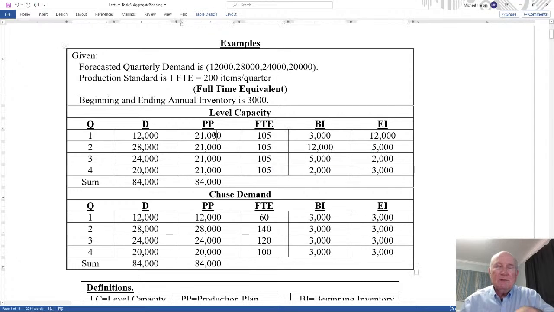Well, right here, for example, what if I only had a demand of 200? How many FTEs do I need? I just need 1 FTE. But what if I had a production plan of 400 and meet a demand of 400, the production of 400 to meet that demand? If that's all I had, I'd only need 2 FTEs. So what if I had 21,000? Well, I take 21,000, divide by 200, and that turns out to be 105 FTEs in that quarter.